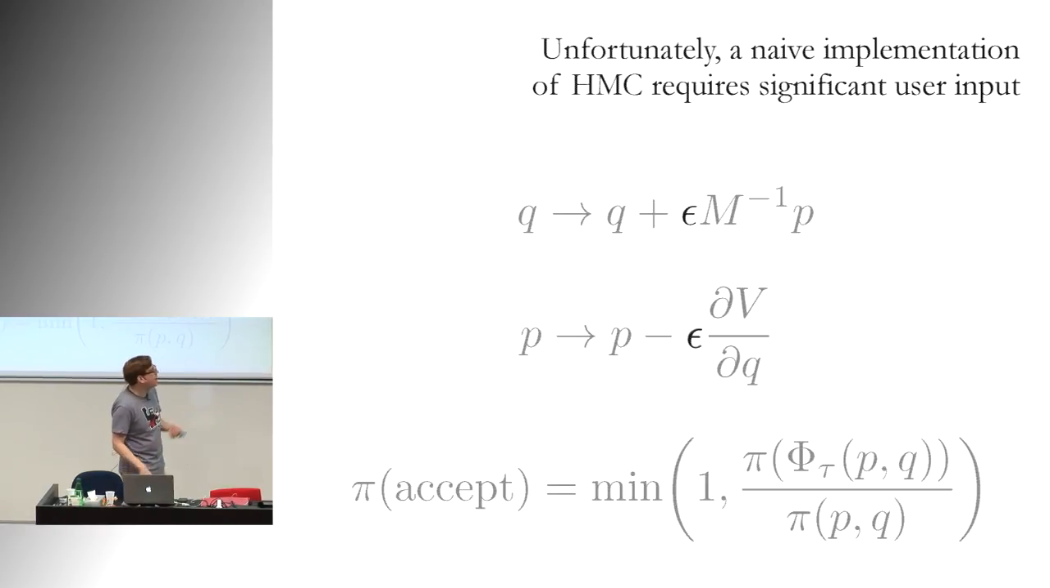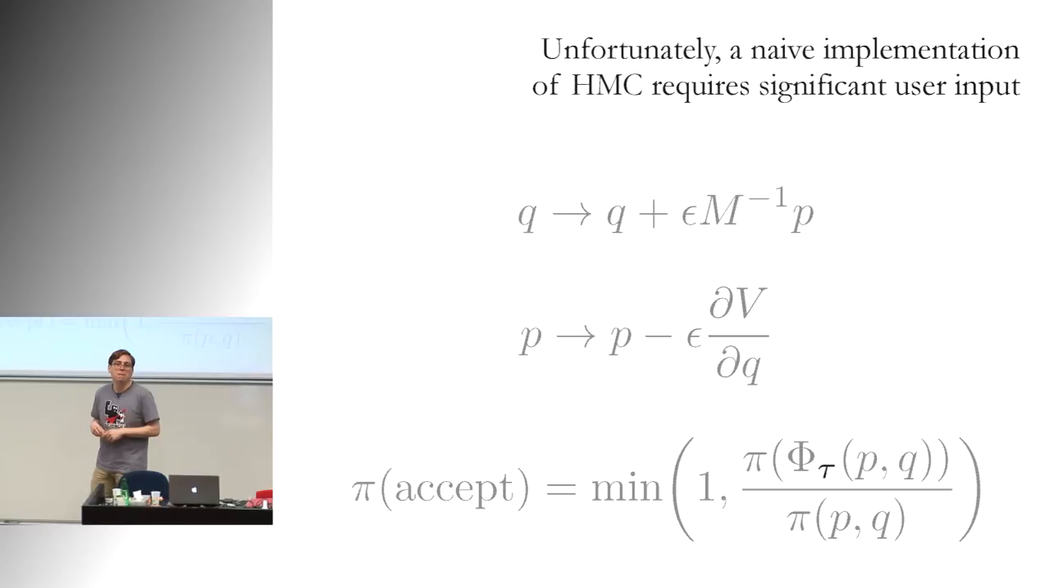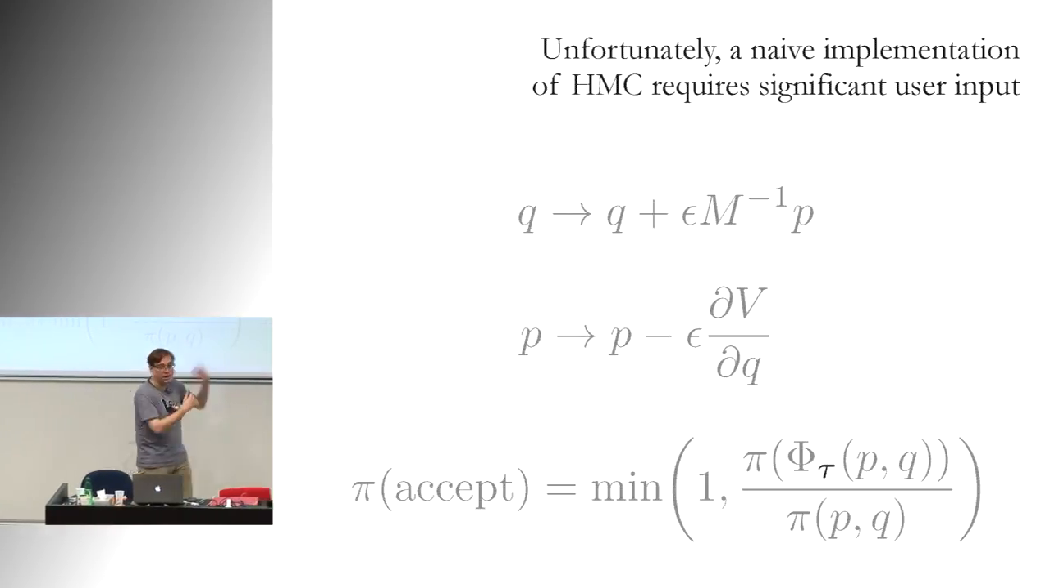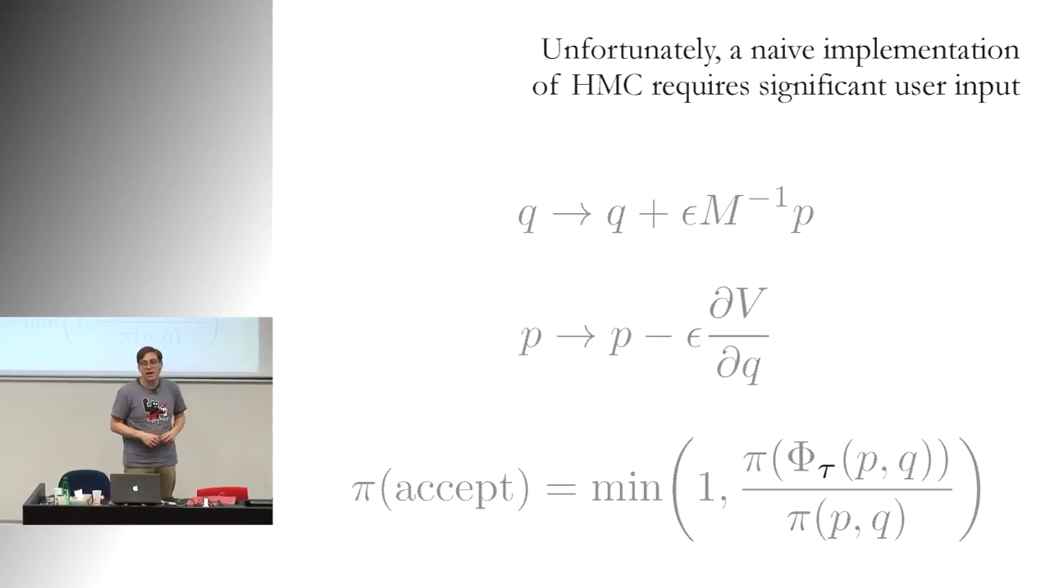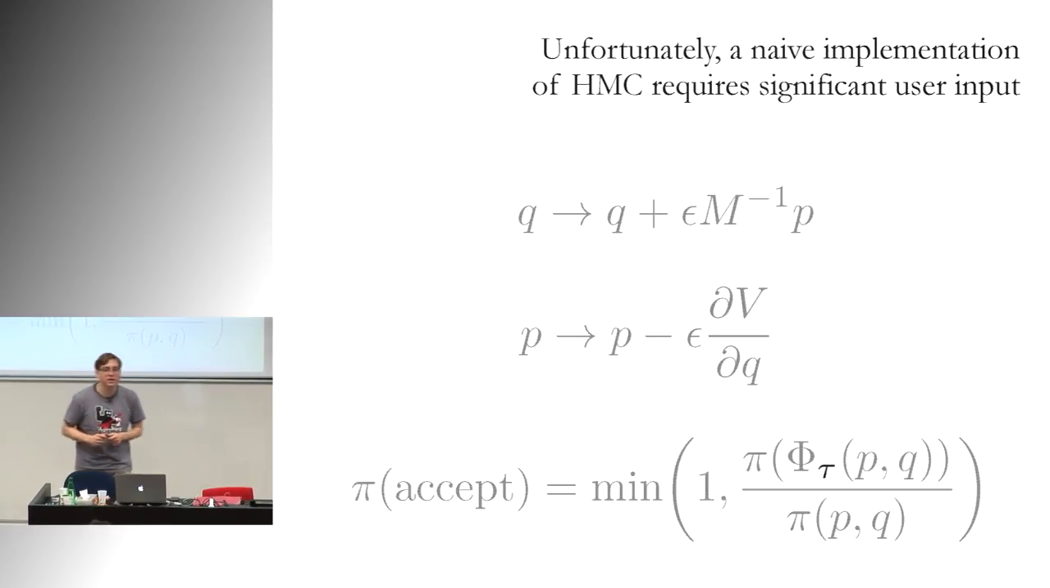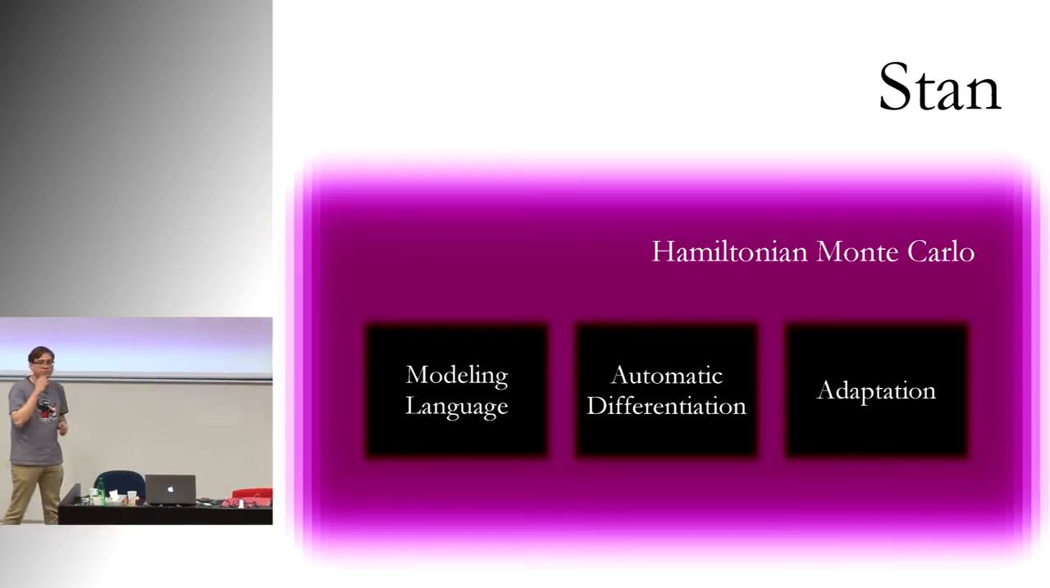And then there's the magical thing that I kept going over. When do I actually stop integrating? If I don't go far enough, I'm basically random walking again. If I go too far, I end up coming back to where I started. So there are all of these parameters, and if I don't choose them correctly, I can get a really bad algorithm. And this is the real problem with HMC. And it's exactly the motivation for Stan.